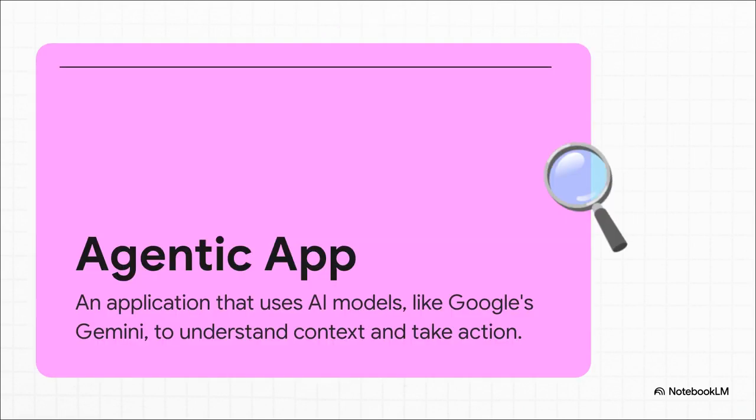You know, the kind of app we're talking about here has a name. It's called an agentic app. Now, try not to think of it like a normal app that just responds when you tap a button. This is more like a digital partner. It uses a super powerful AI model like Google's Gemini to really understand what you want, think through the steps, and then actually do things to make it happen. It's a huge shift in how we should think about software.